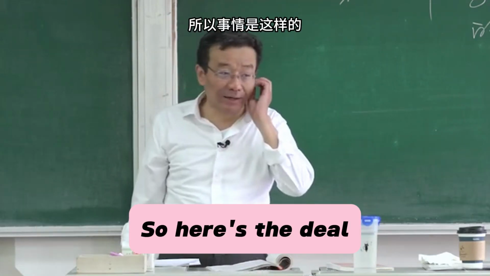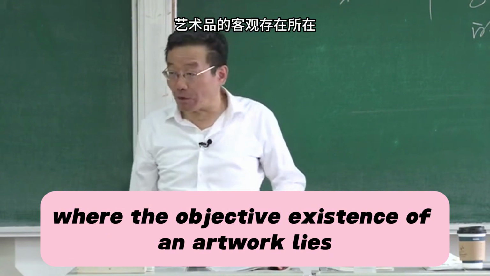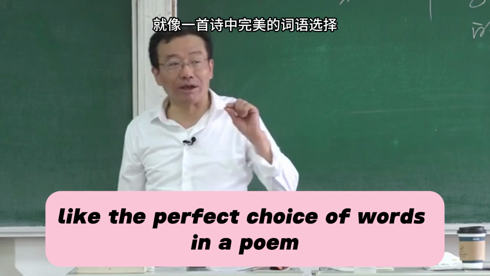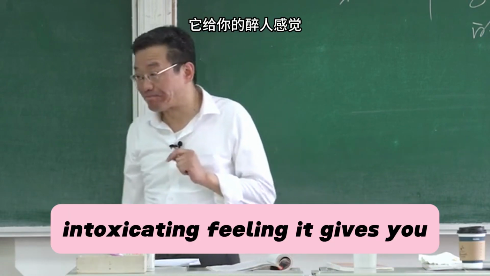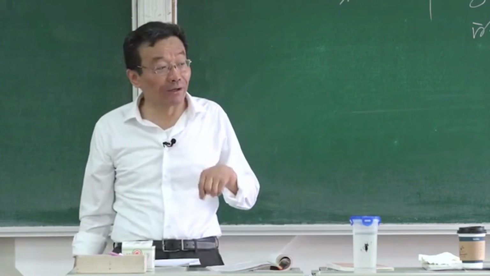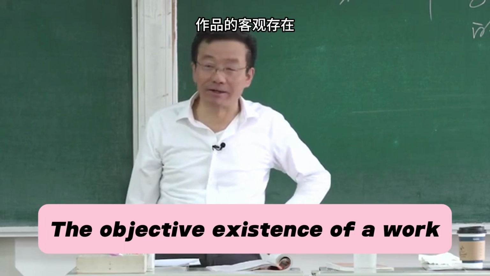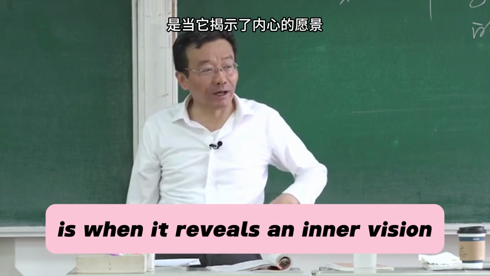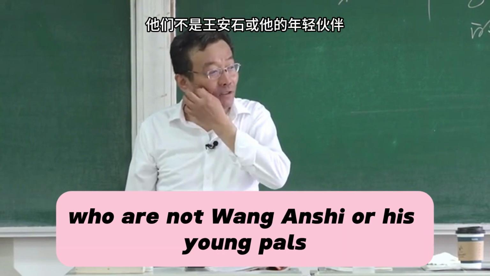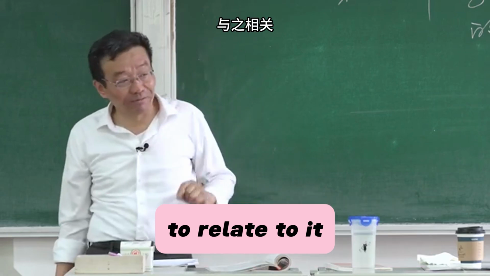So, here's the deal. We're talking about where the objective existence of an artwork lies. It's not just in things like the perfect choice of words in a poem, or the powerful, intoxicating feeling it gives you. But there has to be something more. All those things alone can't make a work of art. The objective existence of a work is when it reveals an inner vision, allowing us, the later generations, who are not Wang Angshi or his young pals, who are now older and meeting again, to relate to it.